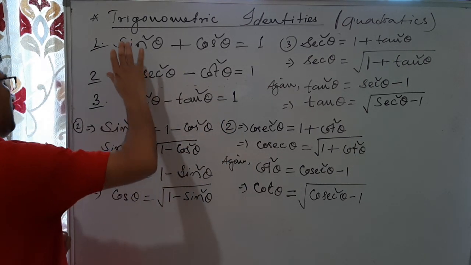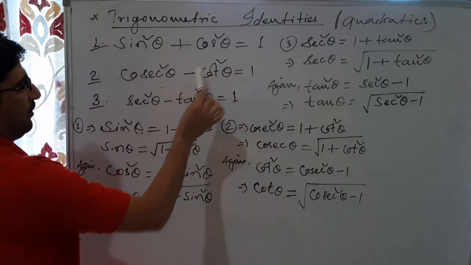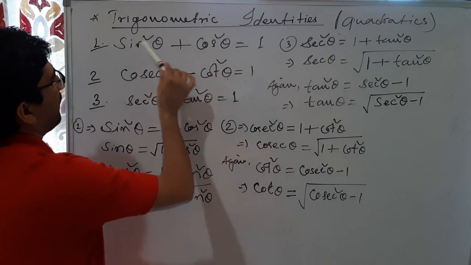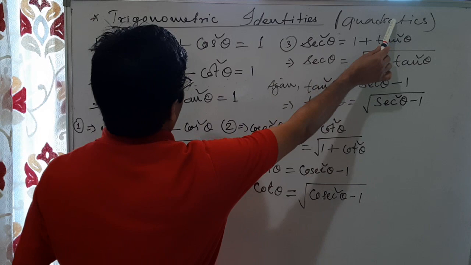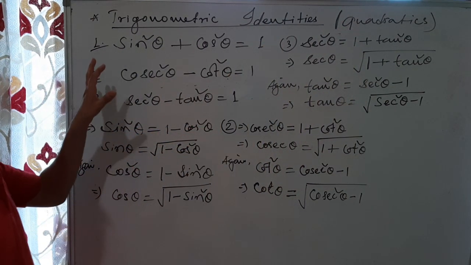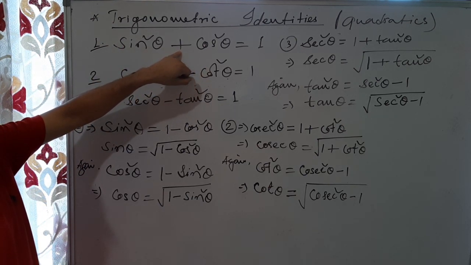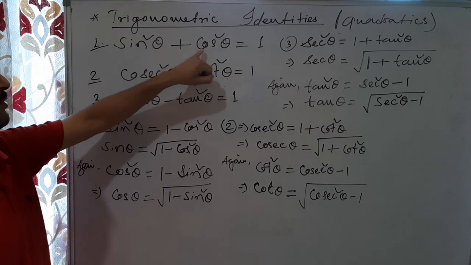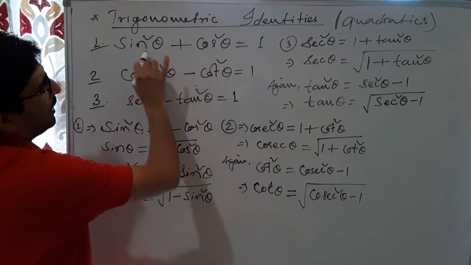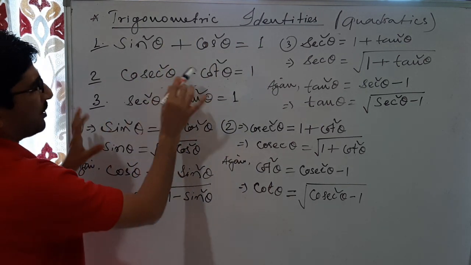Okay. Now what happens here? All have squares here. That means their degree is 2. That means we can remember these relations as quadratic relations. So only in case of sine and cos there is plus. That is sine square theta plus cos square theta equal to 1. You can write cos square theta plus sine square theta equal to 1 also. No problem. But in these two cases there is no plus.